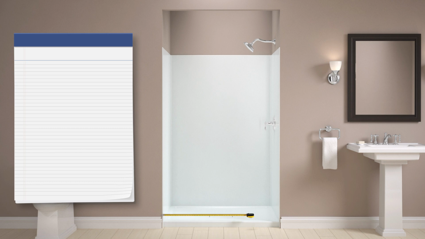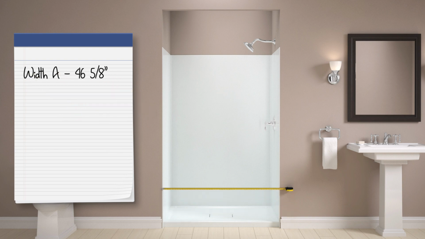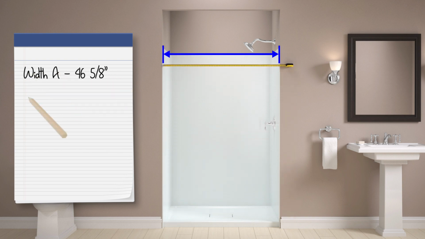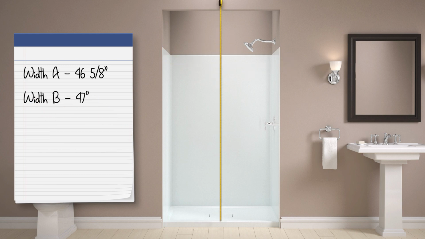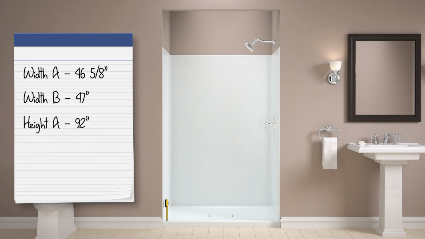Measure the width of your opening along the ledge. Then measure the width of the opening about 5.5 feet up from the ledge. Measure the height of the opening from the ledge to the ceiling. Measure the height of the showering space.